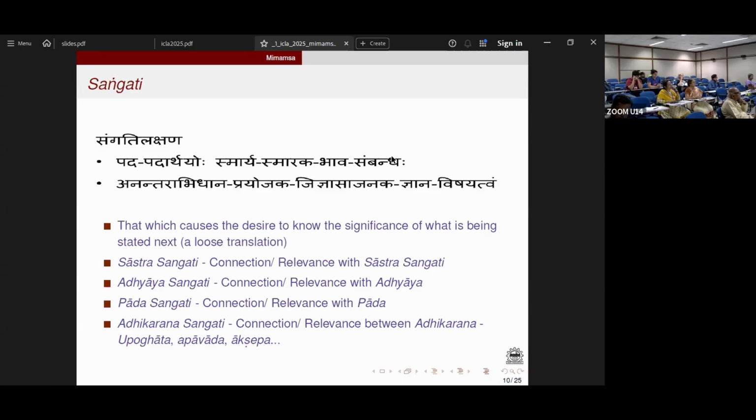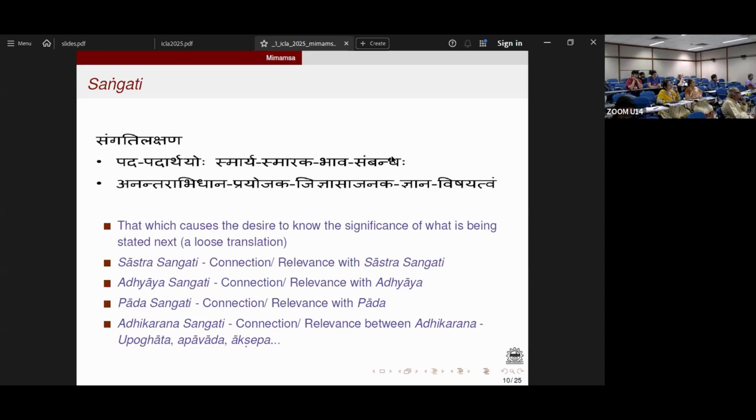There again, when we talk of Sangati, there are different types of Sangati that we talk about. So one is called Shastra Sangati, which means that whatever is being discussed should be related to that particular Shastra, to that entire body of knowledge as a whole. So if you're taking a Mīmāṁsā Sutra, it must be related to Mīmāṁsā. You can't take a sutra from Vyakarana and put it in Mīmāṁsā Shastra, right? So it has to be related to that particular body of knowledge. That is Shastra Sangati. And Adhyaya Sangati is the connection with respect to that particular Adhyaya.